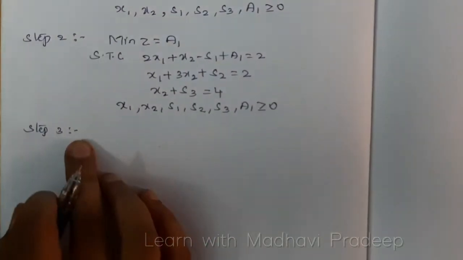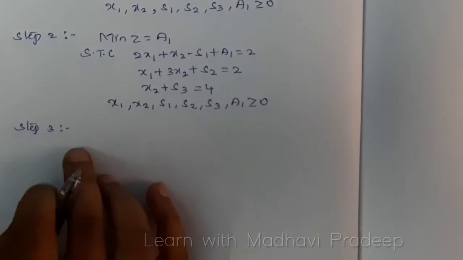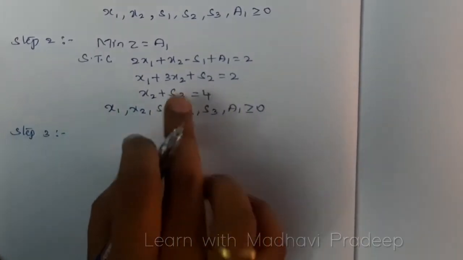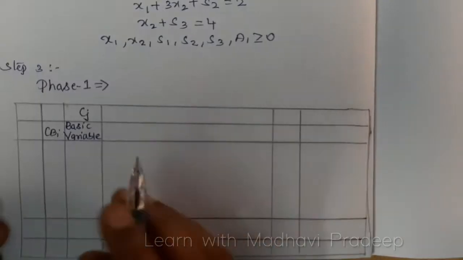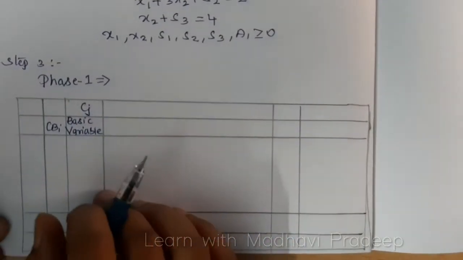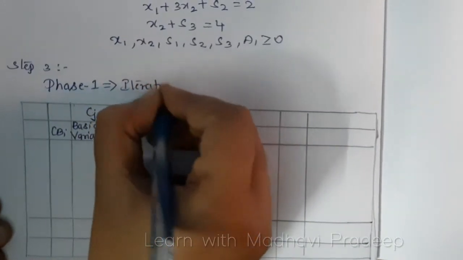So step 3, we are going to start with phase 1. In phase 1, we are going to proceed with the simplex method from the revised objective function. So the table is in phase 1. Now I am going to proceed with iteration 1. So this is our first iteration.